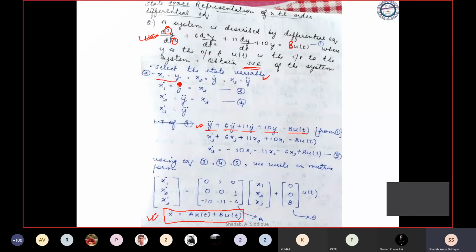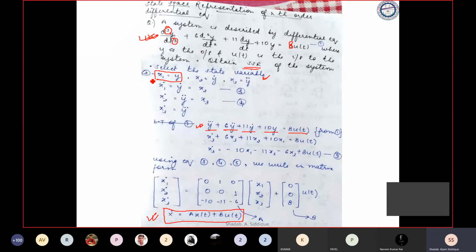We take an assumption that x1 is equal to y. That is a simple representation. We have taken an assumption because in the problem it is not given what the state variables are. It is given only that we have an output and an input, and this is the differential equation. So we have to assume what the state variables in the system are.